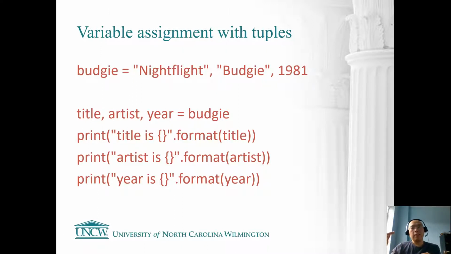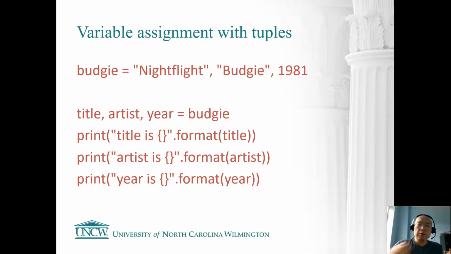On the opposite, since I can pack three pieces together into a tuple, I should be able to do something reverse, right? So I should also be able to unpack a tuple, and that is the second line. I'm assigning the tuple budgie to three variable names. Those three variable names are title, artist, and year. So one tuple, three items, and then three variable names.